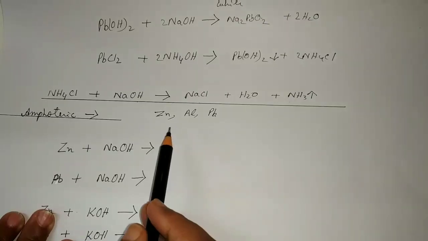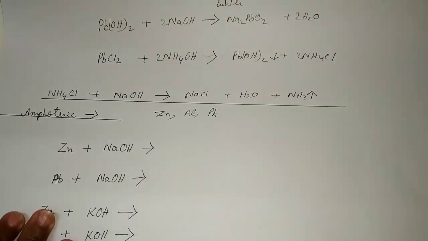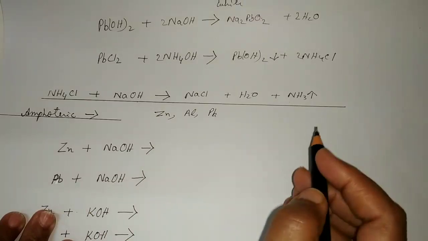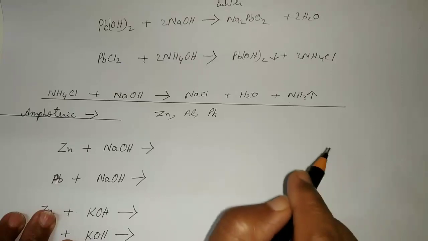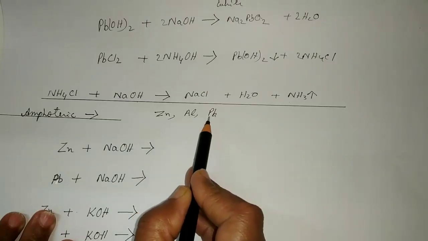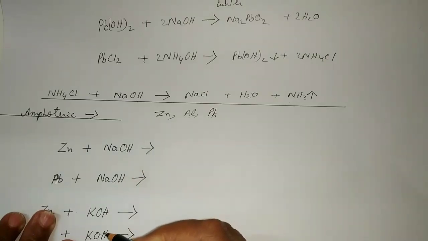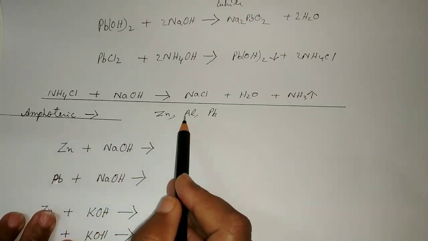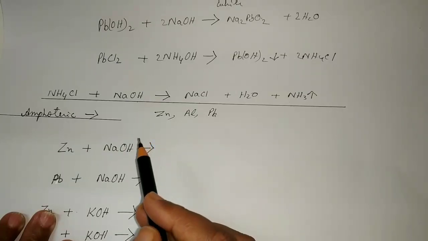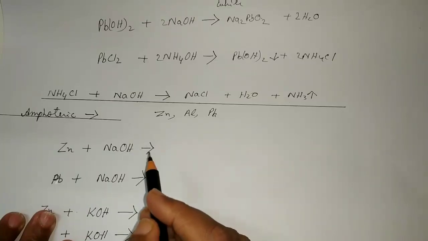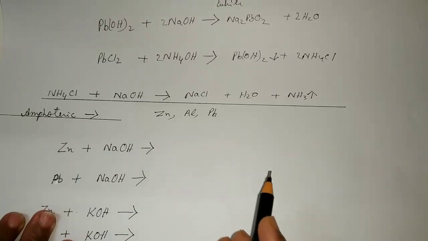base. As we know that any metal when it reacts with oxygen gives you a metallic oxide, and a metallic oxide with water will give you a base, metallic hydroxide. And they will all react with acid, but these three will react with bases as well. Therefore, they are amphoteric in nature. And their metallic hydroxides are amphoteric hydroxides, and their oxides are amphoteric oxides, which will react with the bases to give you salt and water.